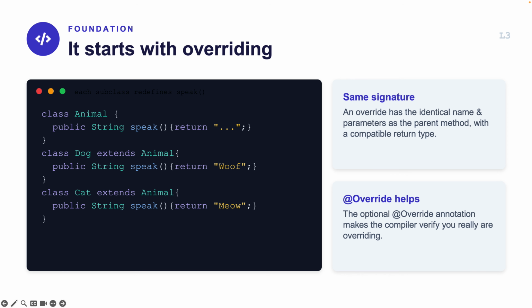Without overriding, every object would just run the parent's version and there'd be no variety. So overriding is the foundation. It's what gives each subclass its own distinct behavior for a shared method name.